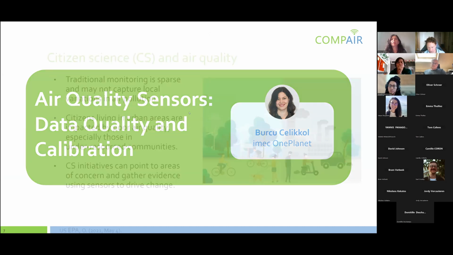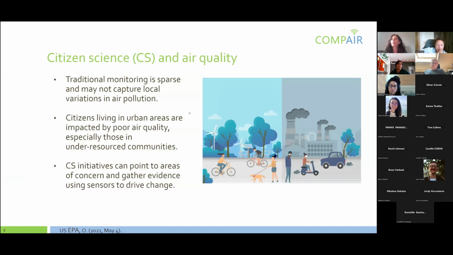So Pavel touched upon this topic before, but I wanted to start again with the question, why do we measure air quality in citizen science projects? So firstly, there are highly accurate traditional monitoring networks, such as those expensive sensors that Paul mentioned that are deployed around our countries, for instance, by environmental agencies. But these are quite sparsely distributed, so they may not be capturing local variations in air pollution, such as pollution hotspots in the cities.